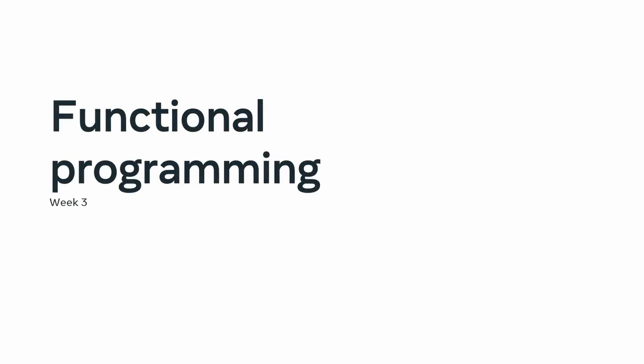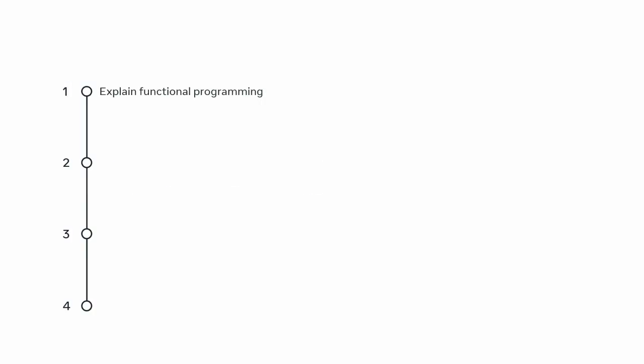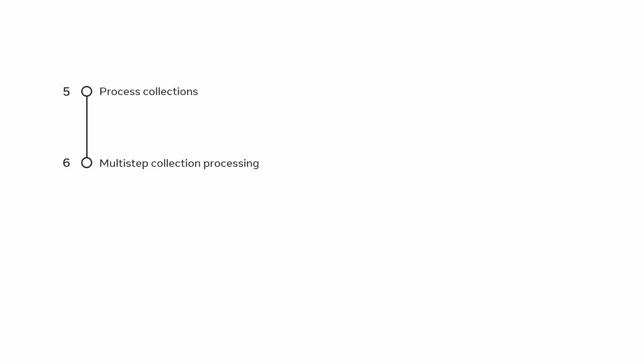Week 3 covers functional programming. You'll cover what it is and why it's useful. In addition, you'll work with functions in Kotlin. After successfully completing this week, you'll be able to explain what functional programming is and why it's useful. Read and define a function type. Use a Lambda expression to define a function as an object. And define a function that takes a function as an argument. Use collection processing functions to process collections in different ways. And use collection processing methods for multi-step collection processing.